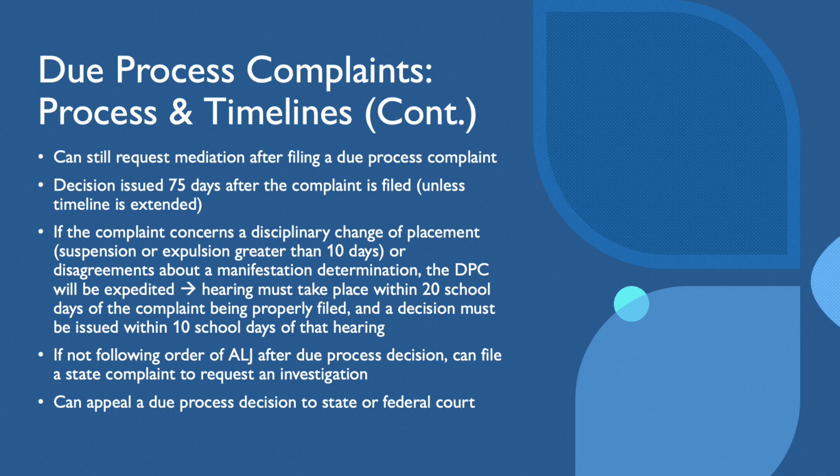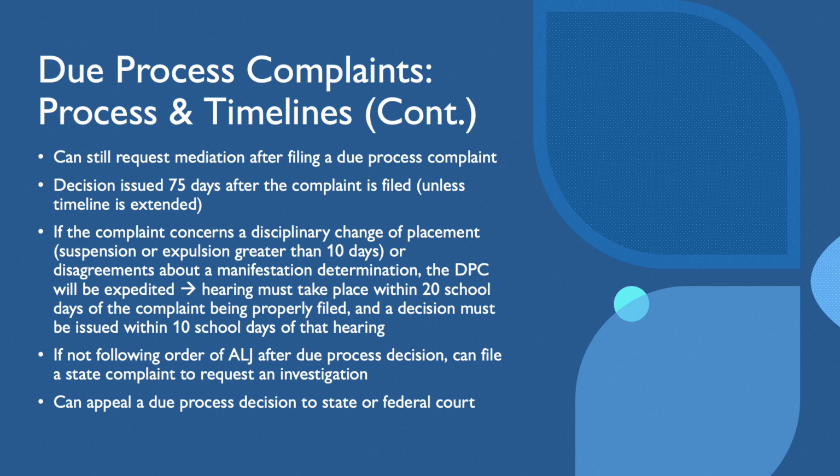You can still request mediation after filing a due process complaint, and that process would follow the practices and guidelines laid out previously. A decision will be issued 75 days after the complaint is filed, unless the timeline is extended. If the complaint concerns a disciplinary change of placement, which is a removal from school that is greater than 10 days for a code of conduct violation, or disagreements about manifestation determination, the hearing will be expedited. In these situations, a hearing must take place within 20 school days of the complaint being properly filed, and a decision must be issued within 10 school days of that hearing.